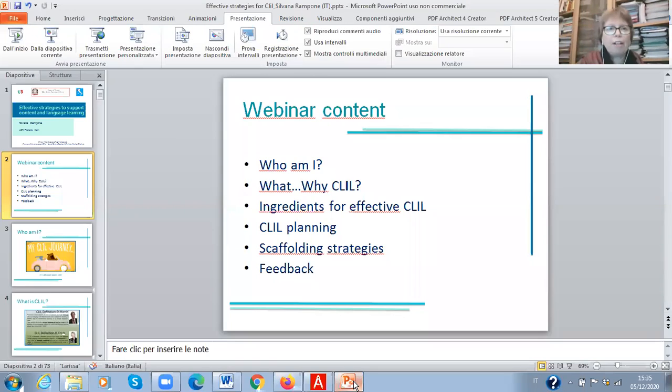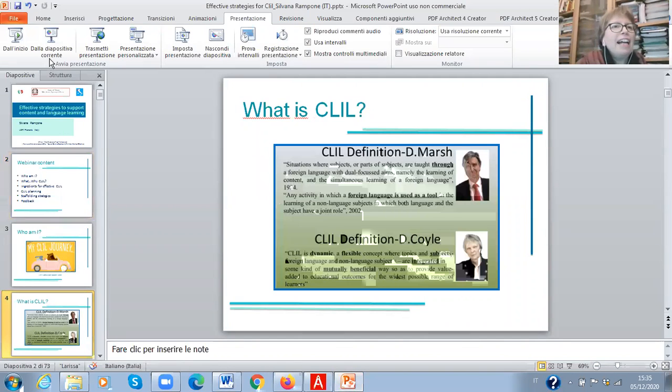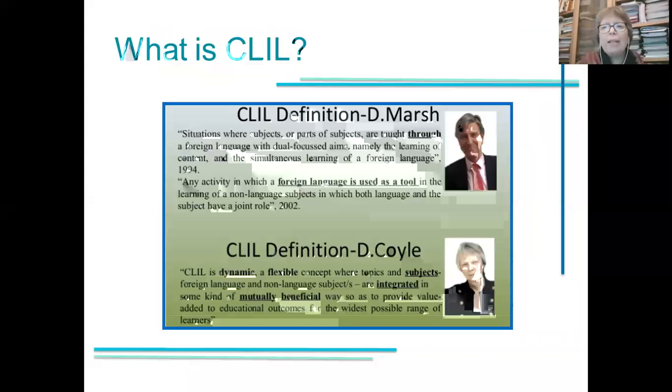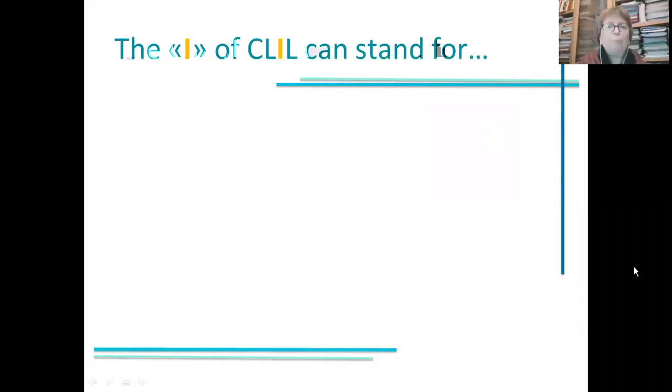Okay, this was a bit about myself, and then we go into CLIL. I'm not reading the definition of CLIL because if you're attending the webinar, I think you know what CLIL is: Content and Language Integrated Learning. I really appreciated the definition by Do Coyle that CLIL is a flexible approach in which part of a subject or a whole subject are taught through a foreign language, and so students learn the content and the language at the same time.